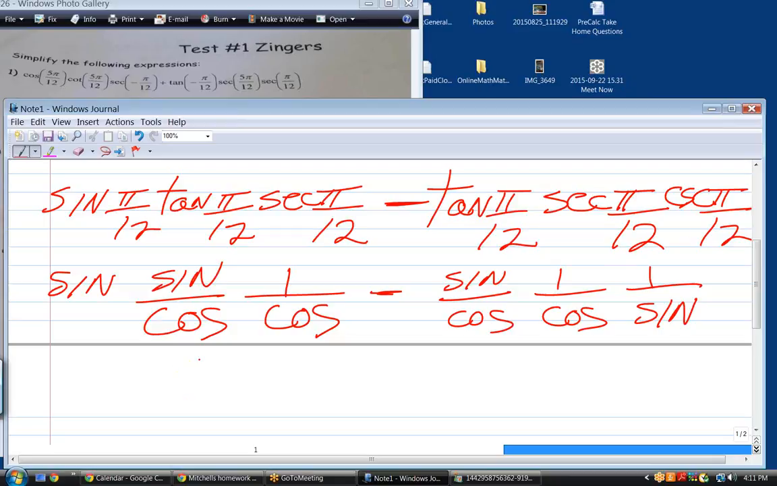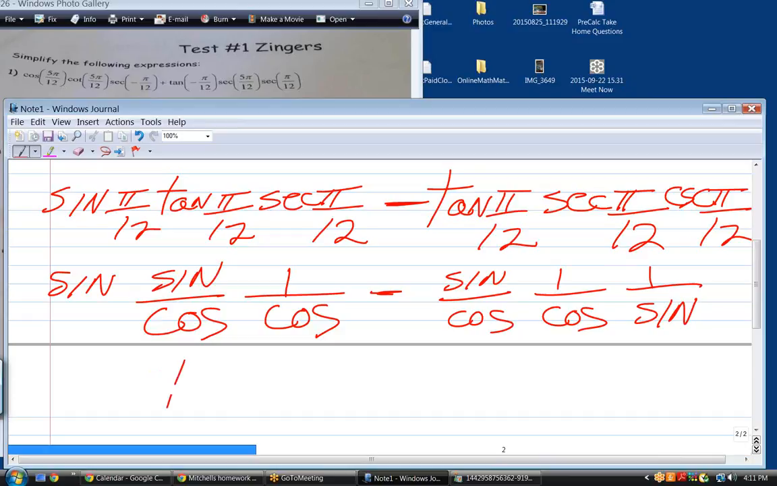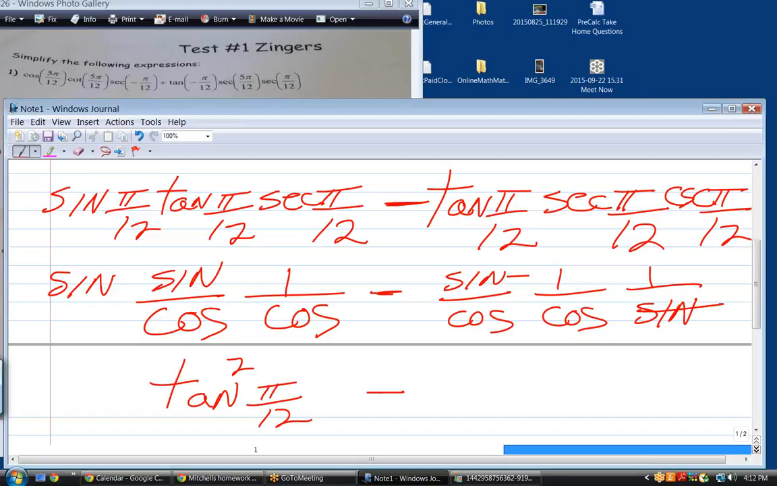So now, what do we have on the left? We have sine squared over cosine squared. How can I write that? It'd be tangent squared of pi over 12. I'll go ahead and add it back in. I left it out up here just because I didn't want to write it 6 times. And this cancels with that, and becomes 1 over cosine squared.